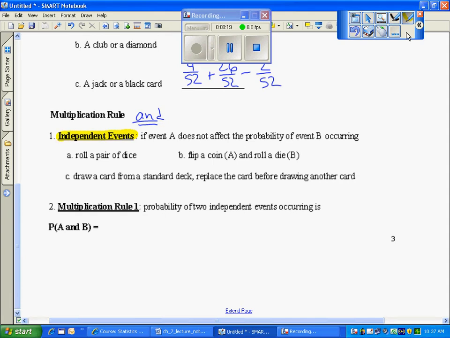Independent means the event A does not affect the event B, such as rolling a pair of dice. What I got on the first die will not affect the outcome of the second. If I draw a card from a standard deck and replace it, this is a key word for independent events. So for the multiplication rule, there are actually two of them.